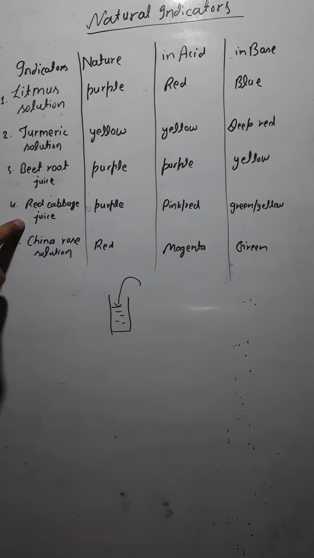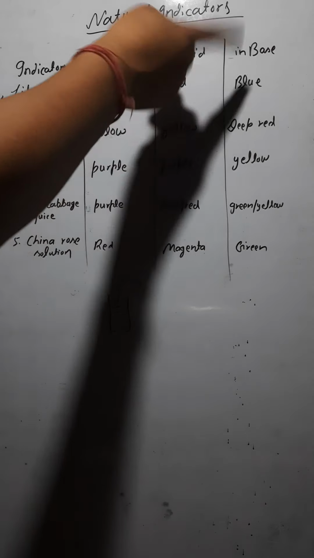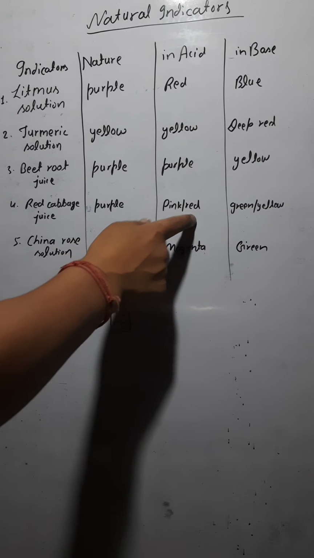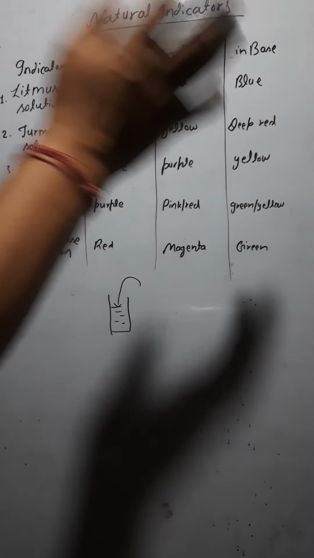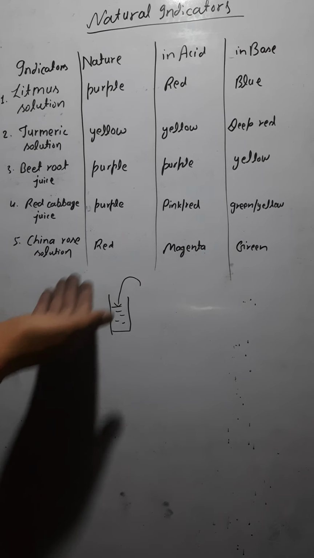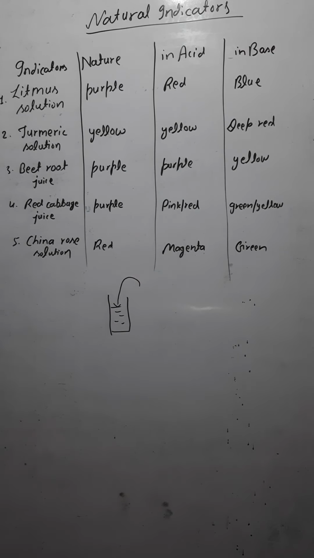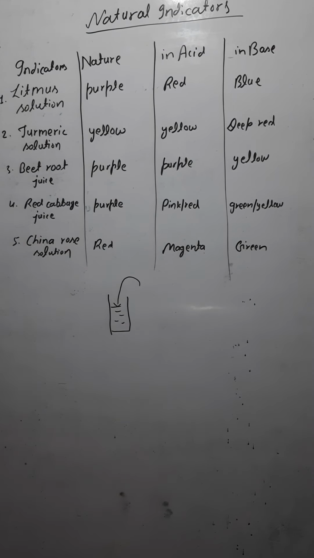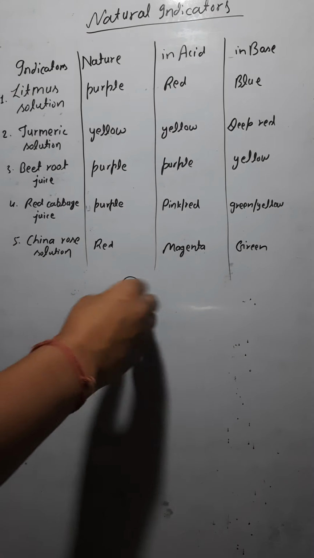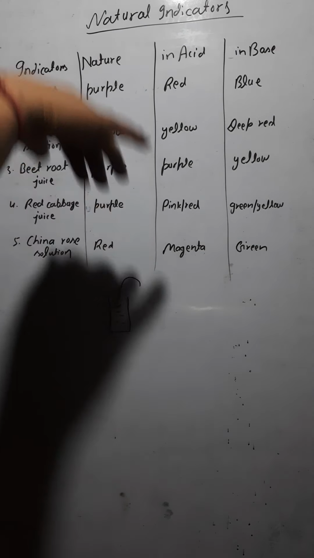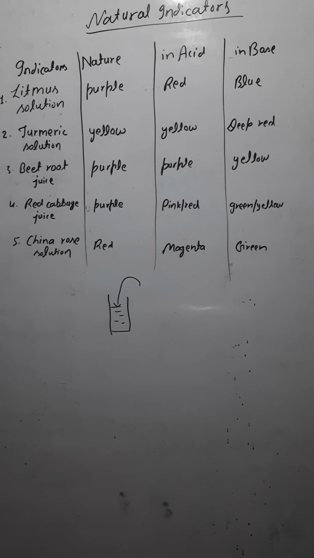Then you have red cabbage juice. In acid it would give pink or red color, sometimes mixed, sometimes red, and in base it would give green and yellow color. Then you have the China rose solution, which is originally red. If you put some acid there, it would turn magenta, and if you put some base there, it would turn green. Are you getting it? So this is how the natural indicators are used, and these are some examples of natural indicators.